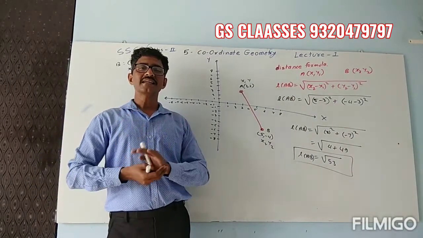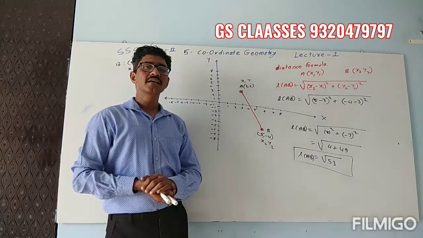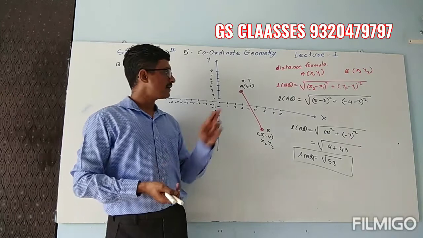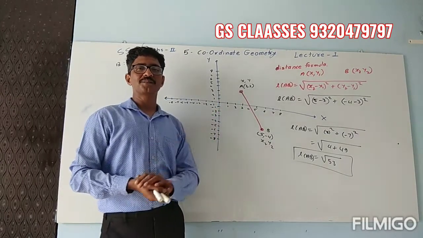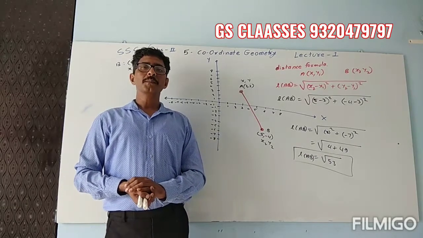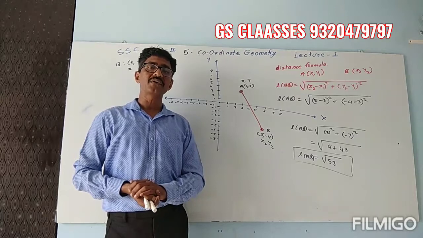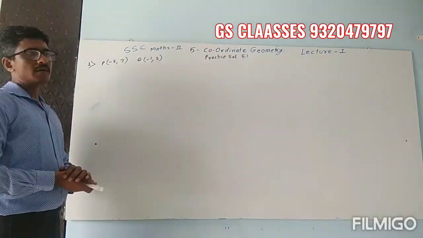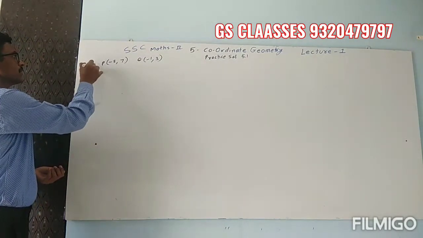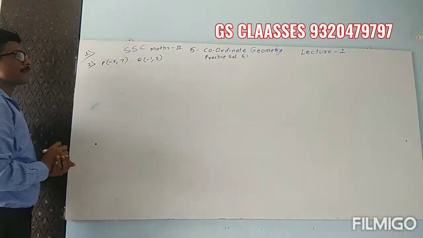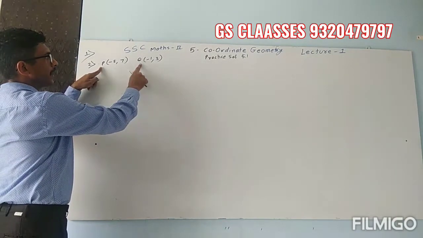So children, this way we have used the distance formula and calculated the distance between point A and point B. Now, by using the same formula, we will solve exercise 5.1, and this is the second question of the first group. They are asking you to find the distance between point P and point Q.